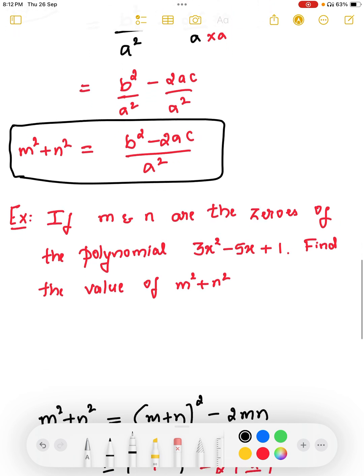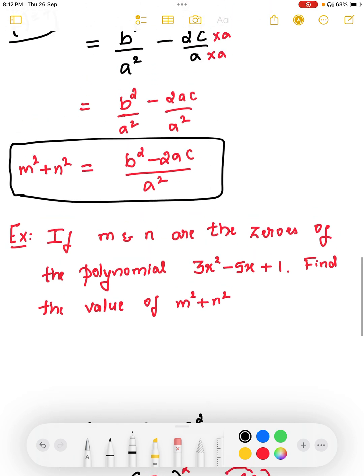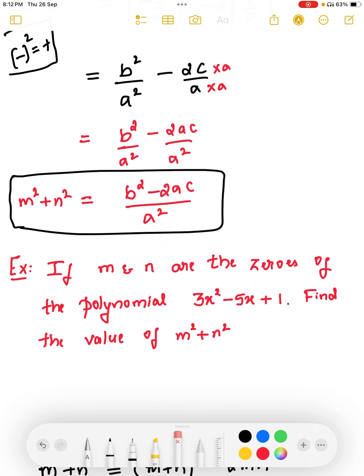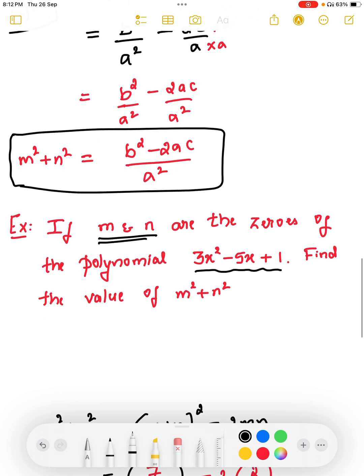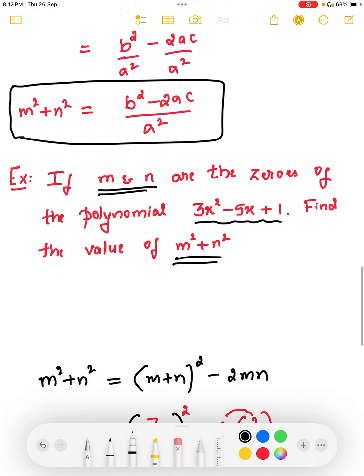I have got one more problem here, same as the above. What they have given? Same thing: m and n are the zeros of the polynomial 3x square minus 5x plus 1. Then we have to find the value of m square plus n square.